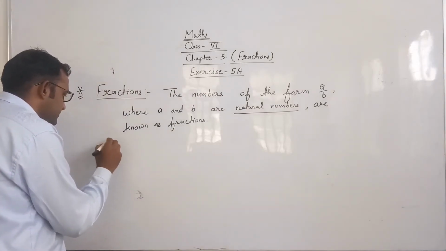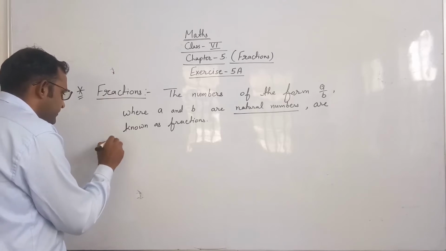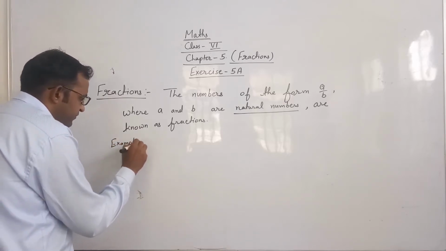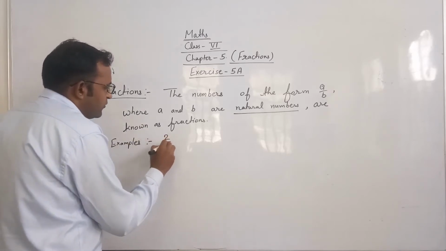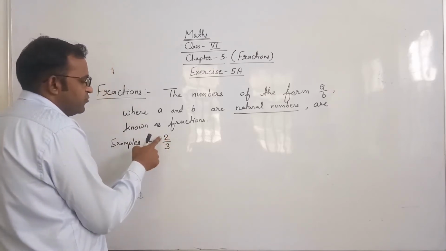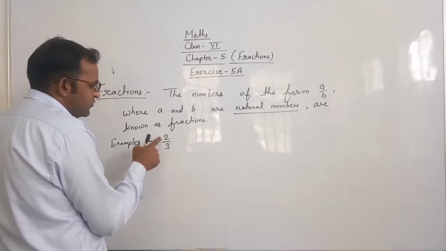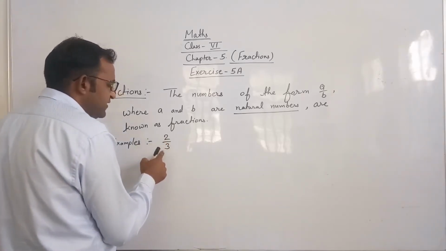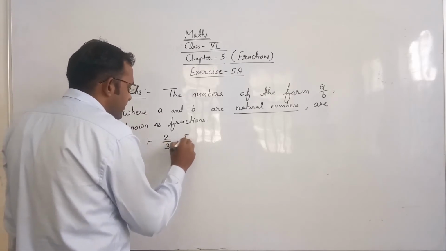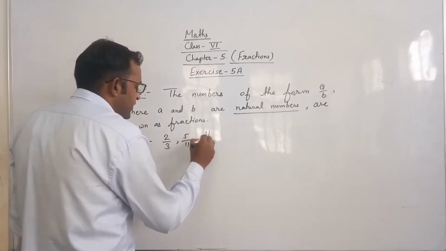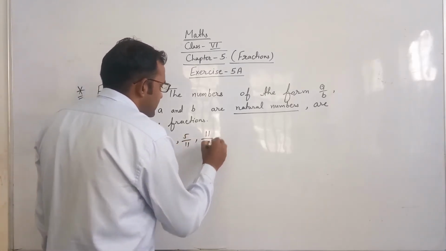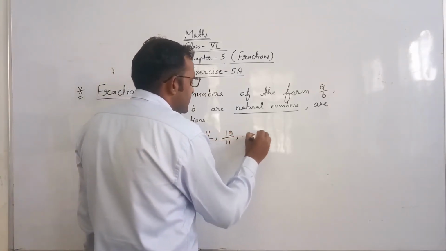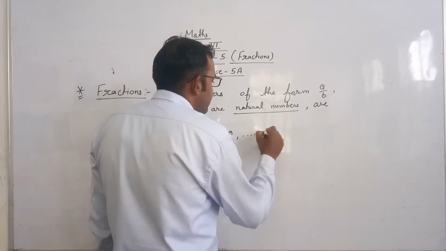For example, 2/3, a is 2 and b is 3, and 2 and 3 are natural numbers. So 2/3 is a fraction. 5/11, 11/7, 19/11, all are fractions.